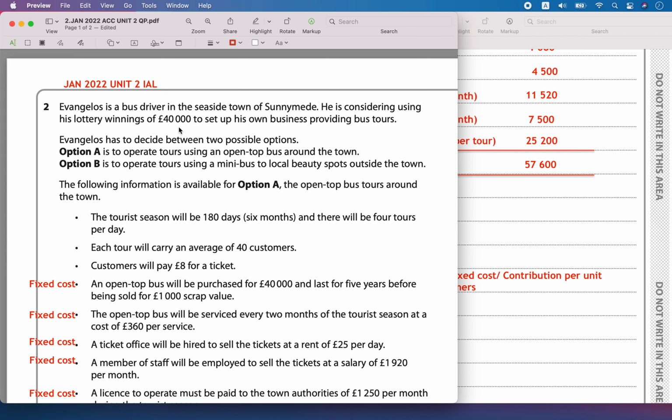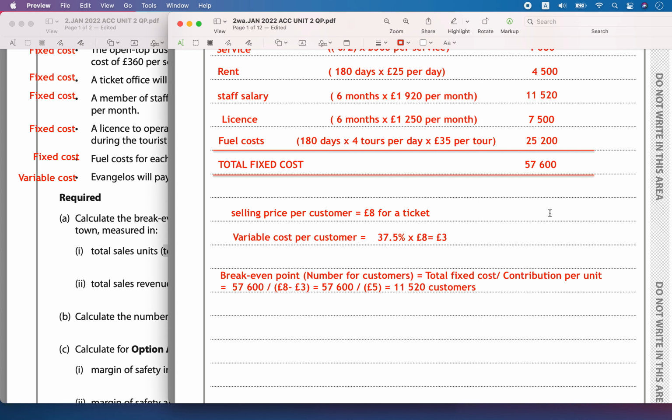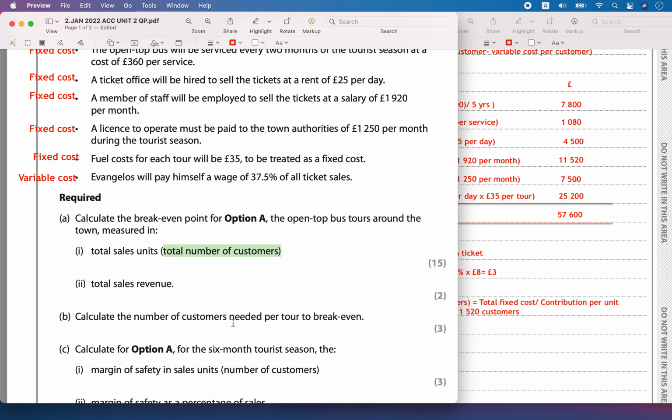Hello, today we are solving the Jan 2022 Unit 2 IAL paper. In the first part of the question, we calculated the break-even point, the total number of customers that need to be achieved so that they don't make a loss. So that is going to cover the cost.